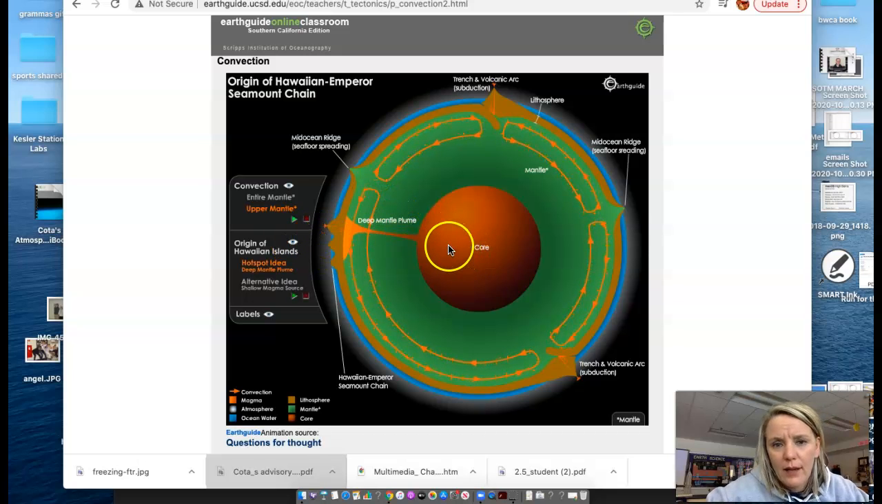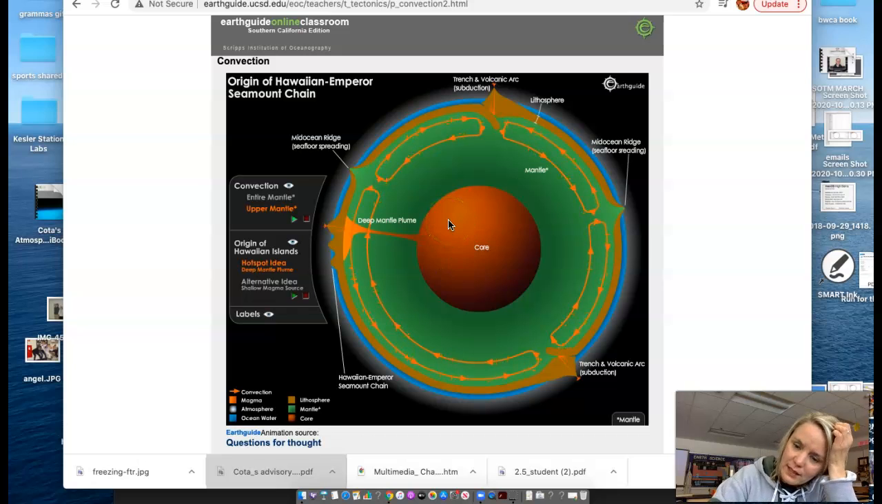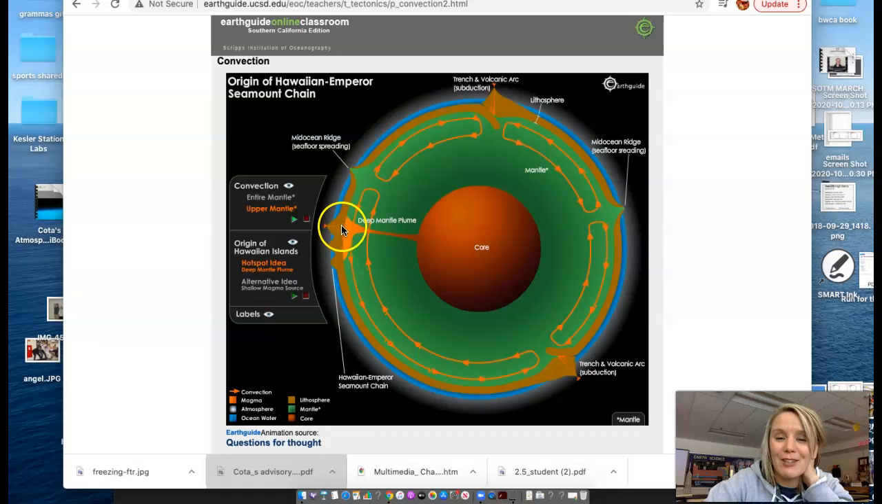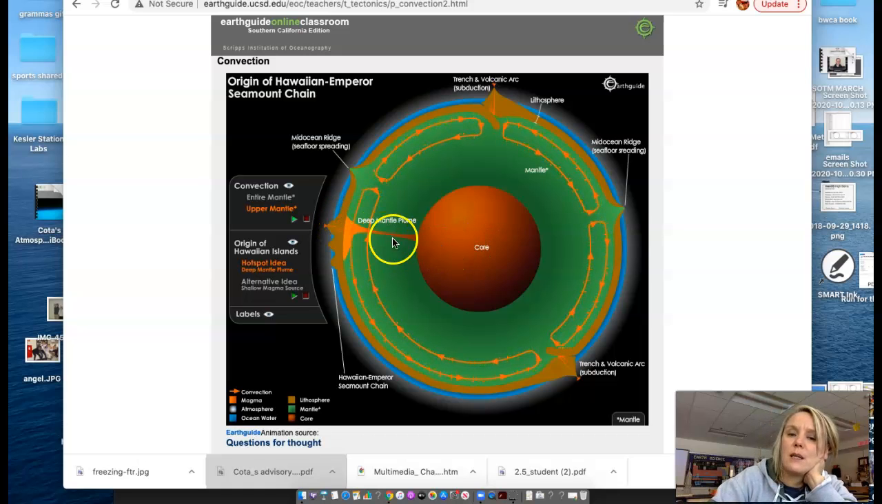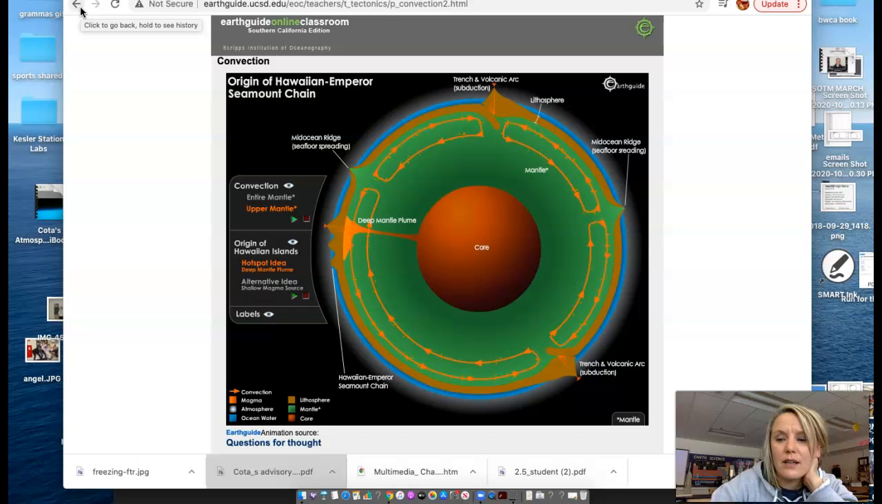Another way that we can get volcanoes, and we'll talk more about this as well when we get to our volcano chapter, is through a deep mantle plume. Okay, so if you think of Hawaii and we look at the map, and I'll show you that in a second, the volcanic islands of Hawaii are not near a boundary like this right here. Okay, they're right in the middle of the Pacific plate.